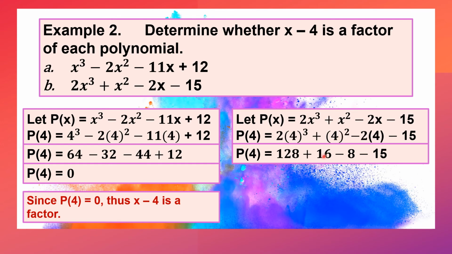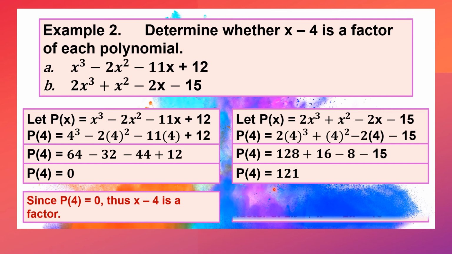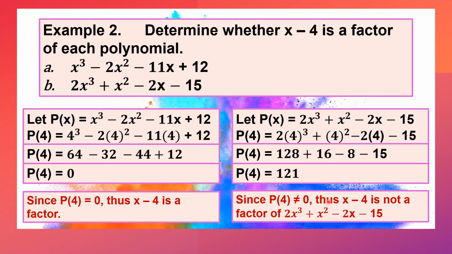4 squared is equal to positive 16. Negative 2 times 4 is negative 8 minus 15. Simplifying it further, 128 plus 16 minus 8 minus 15 is equal to 121. So, P of 4 is not equal to 0. Thus, x minus 4 is not a factor of 2x cubed plus x squared minus 2x minus 15.